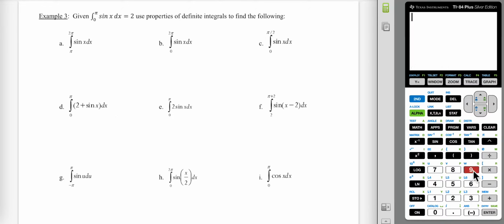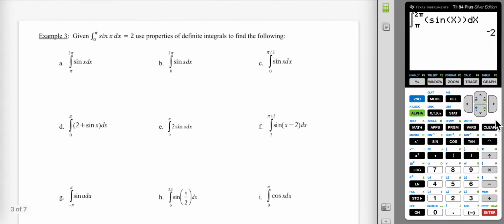So math 9, pi to 2 pi. This one's sine of x. You can already see it's kind of a lot to type in. So if there's a quicker way to do it, that's sort of where you want to be. Alright, so you got a -2 as a result. So let's see how this actually plays out.